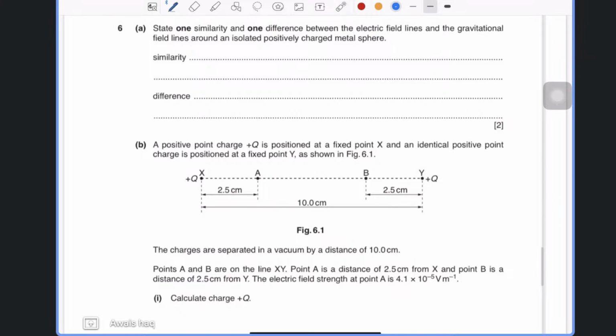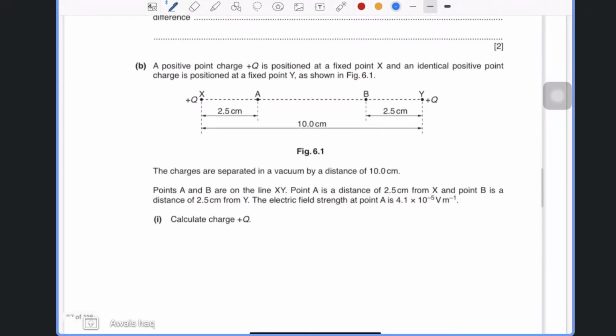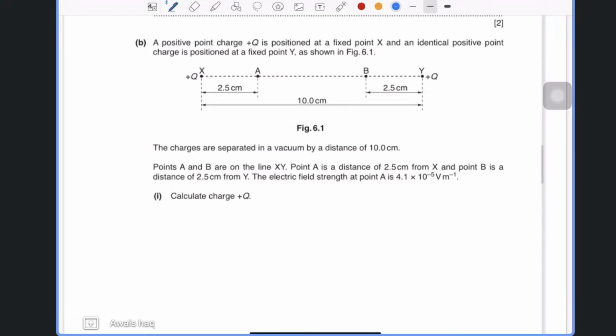Okay, then we're going to go towards this one. It says a positive charge q is positioned at a fixed point x, and so on, and it says calculate the charge on q. So they both have the same charge, right? They say the electric field strength at A is this much, and obviously this is talking about the electric field strength that is due to this and this. Do you guys understand this?